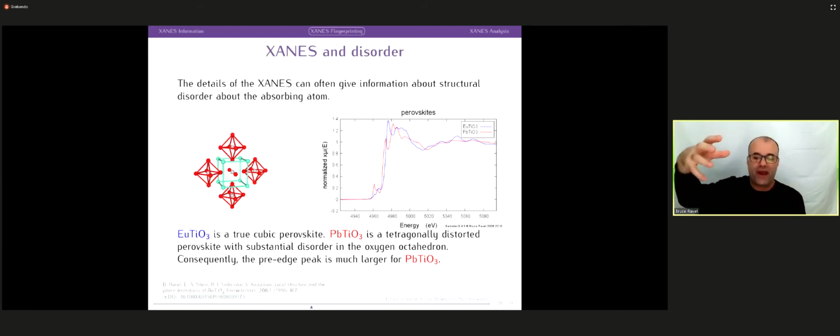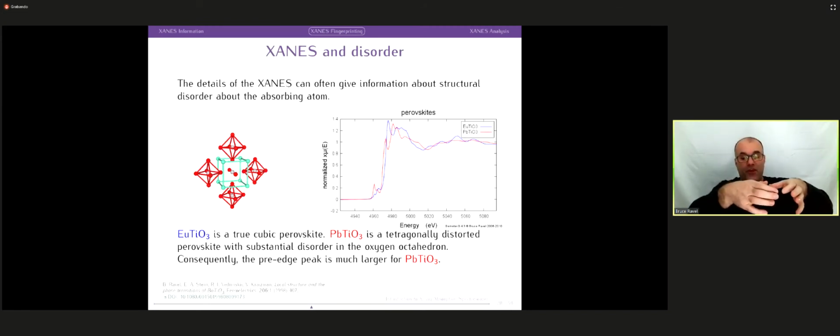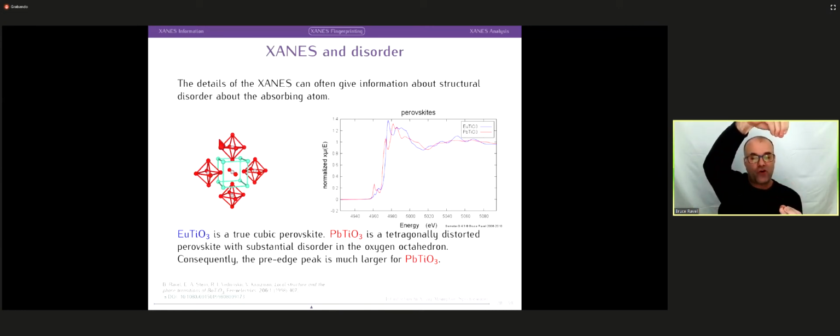The language we use is tetragonally distorted. That is, it's stretched out along one axis, so that the cube is stretched in one dimension, but the other two dimensions are the same length. And these octahedra are also stretched in that direction. And what's more, the titanium atom ends up at a position that's not right at the center of the stretched cube and not right at the center of the stretched octahedron. So there's all kinds of structural distortion on the local scale in lead titanate relative to europium titanate.